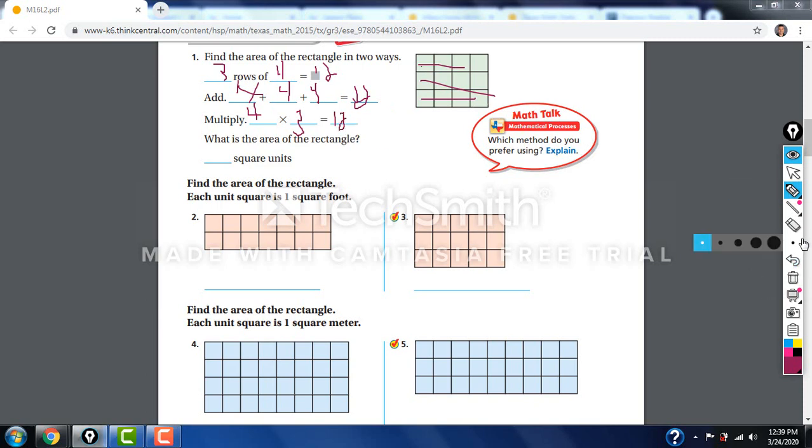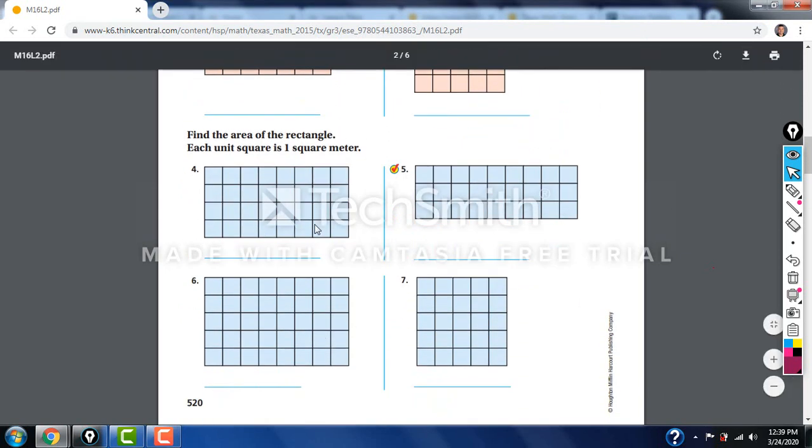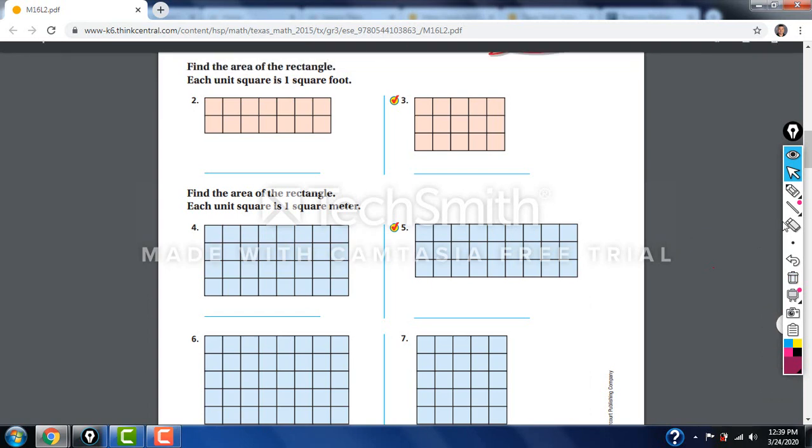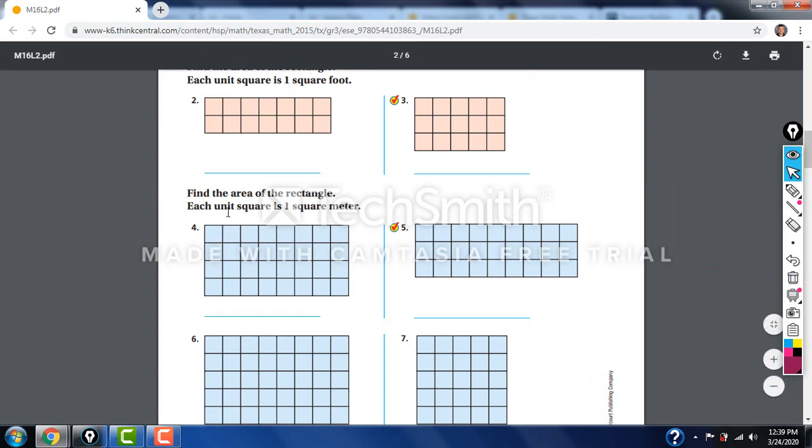So let's go ahead and complete questions 2, 3, 4, and 5. Let's see, we have more here. So you're doing questions 2 through 7, and you're finding the area. Each square unit is 1 square foot. Each unit square is 1 square meter. Make sure you add this to your answer. If it says square meter, I want to see square meter here. Square foot, I want to see square foot. If you leave that blank, we don't know whether they're chickens, pigs, horses, or geese. We don't know what you're talking about, so make sure you label that correctly.